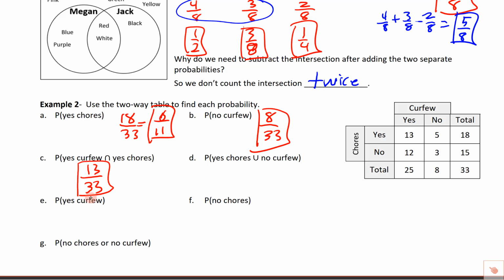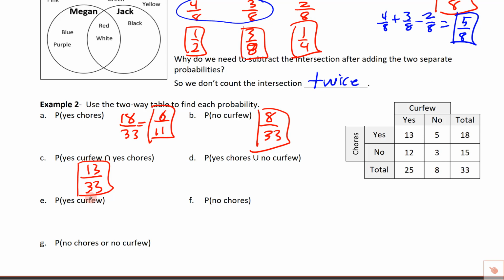Okay, this is our first union. Here's our first union. Yes chores, unioned with no curfew. Yes, they have chores, or they have no curfew. D, what do you think? It's just 6 11s again. You think it's 6 11s?